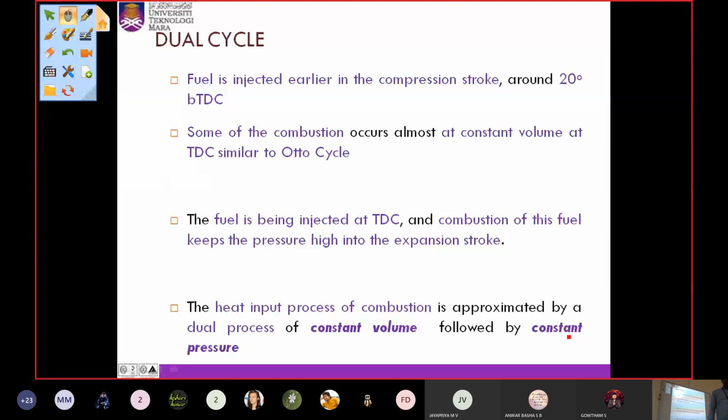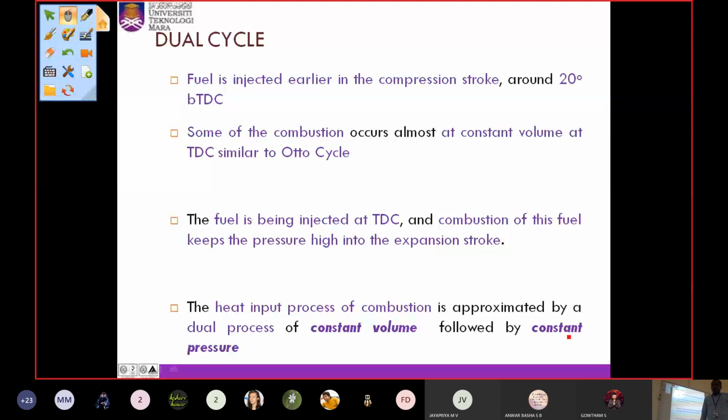Right. So we know what is Otto cycle. Then we know what is diesel cycle. So we can look at what is dual cycle. A fuel injected earlier in the combustion stroke will give you this diesel cycle. Right. So we know after compression we will initiate the fuel or we will initiate the spark.